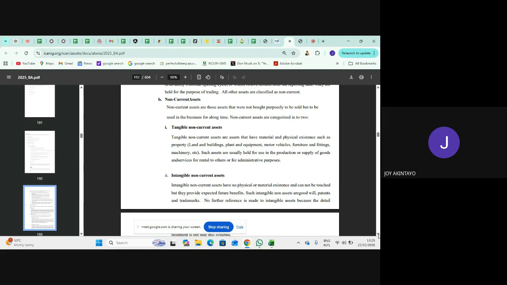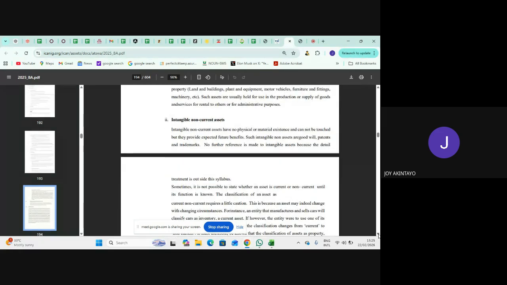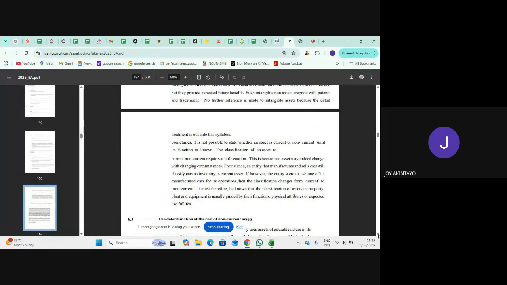So what are the examples of these intangible assets? Number one is goodwill. The next one is copyright. Like that, copyrights, patent rights, and others. So those are the examples of what?